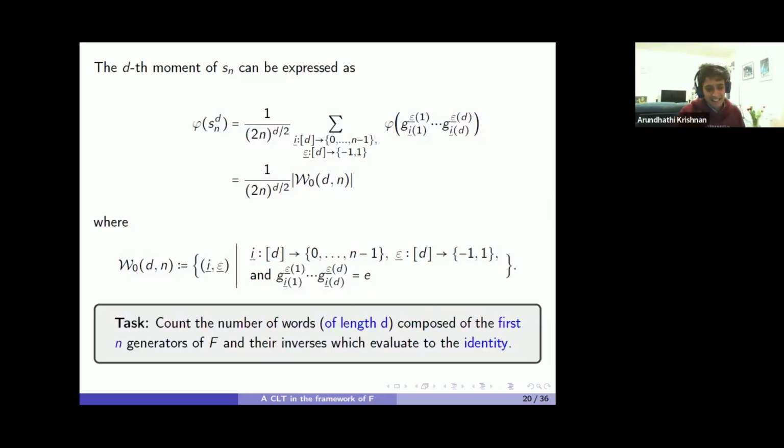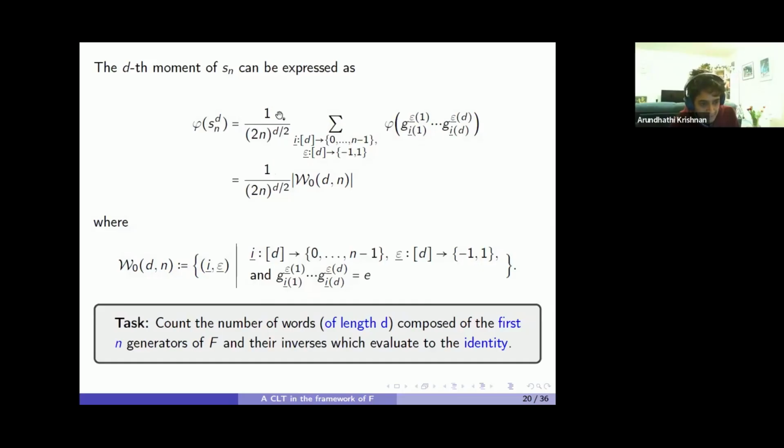So again, the rough idea. I'll try and give an idea of the proof, and I'll skip many of the slides because I've run out of time. My apologies. But again, we break down the dth moment of Sn. We write the Sn in terms of the ANs, which in turn we write in terms of the generators Gn.